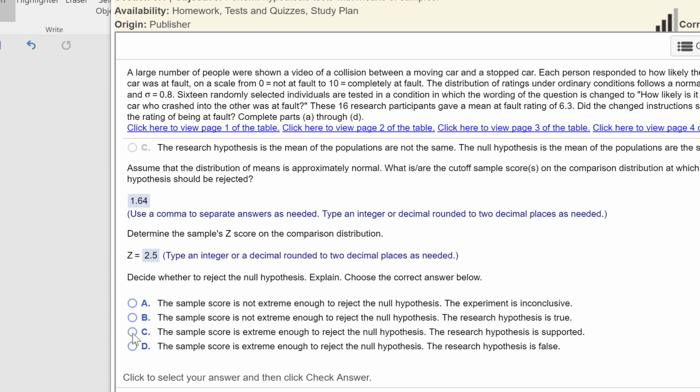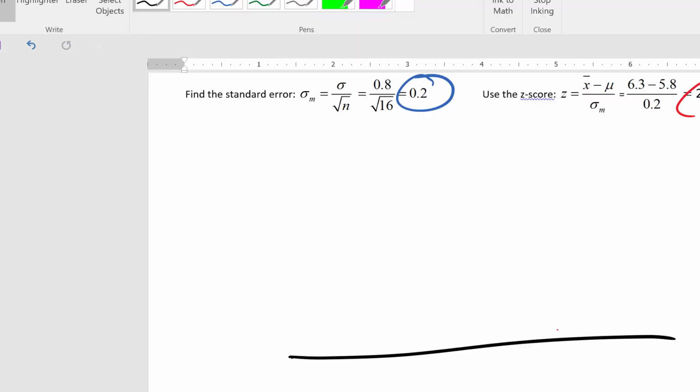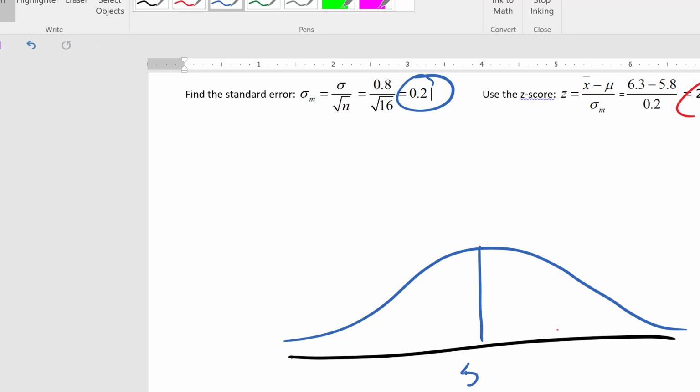So C. Okay, so let me go back and read it. It wants the general population in blue. Let me go ahead and sketch that out. So general population in blue, it's a nice normal curve, right? Comes back down. Centered here at our mean, which I believe was 5.8. It had a sigma of 0.8.